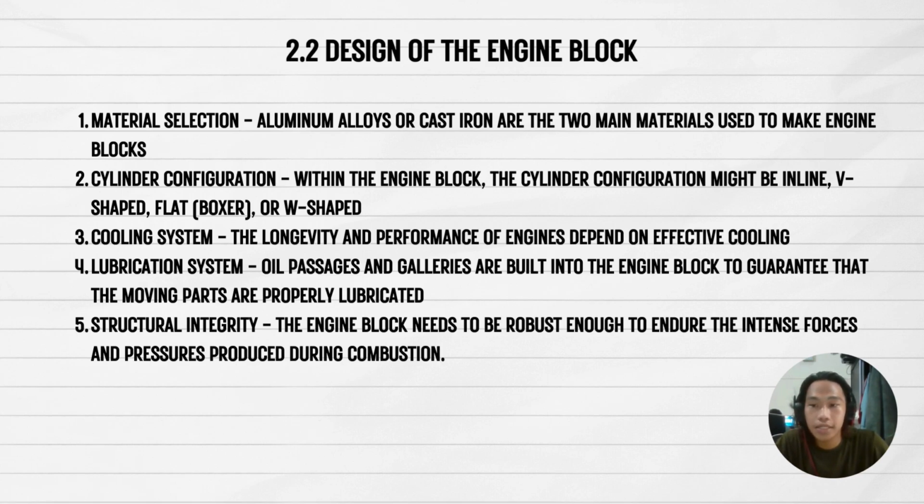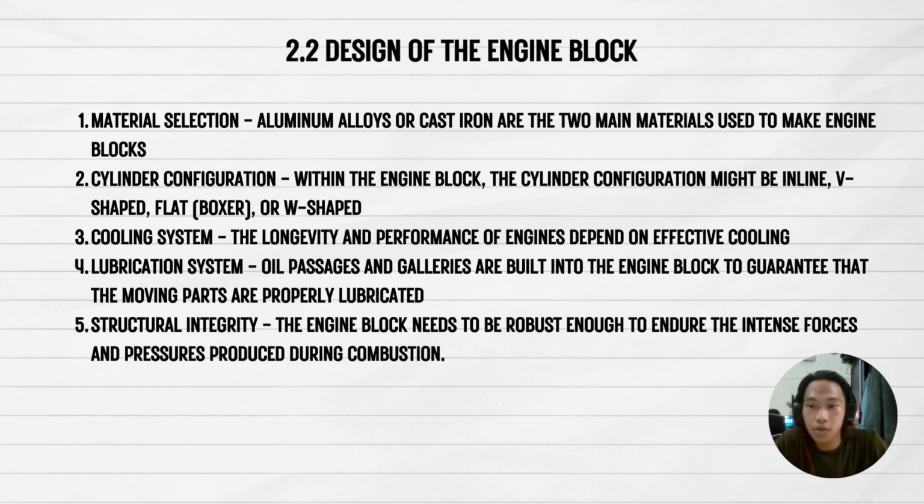The second one is cylinder configuration. Within the engine block, the cylinder configuration might be inline, V-shape, flat, or W-shape. Every configuration affects the engine size, balance, and performance and has benefits of its own. While flat engines offer remarkable stability, V-shaped engines offer a lower center of gravity and higher power. W-shaped engines combine higher cylinder counts in a small package, and inline designs are more straightforward and compact.